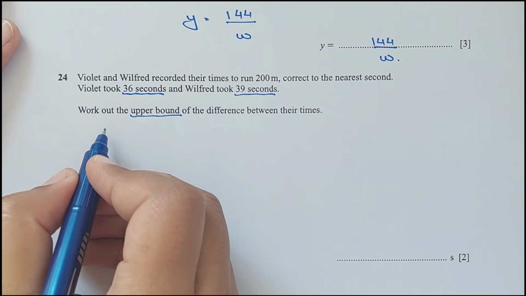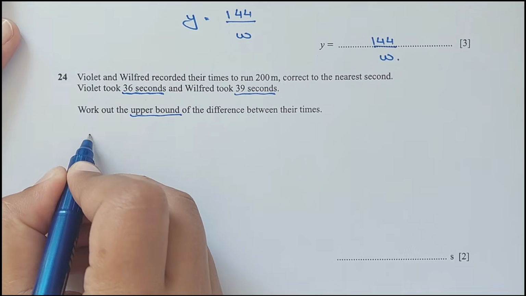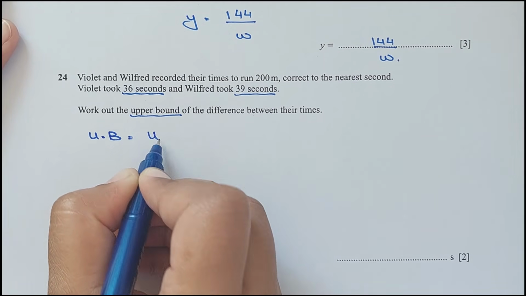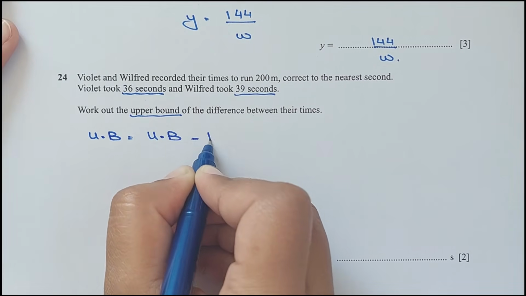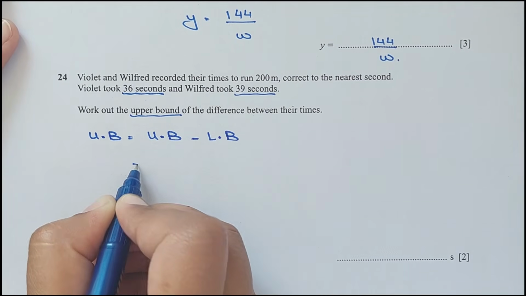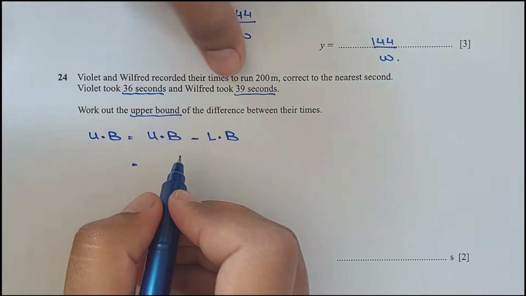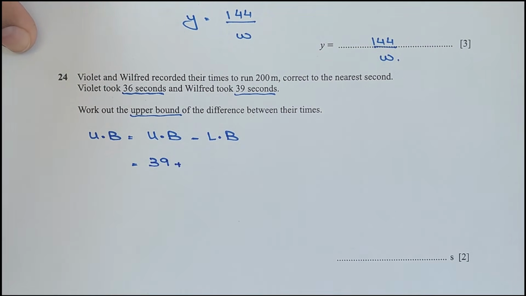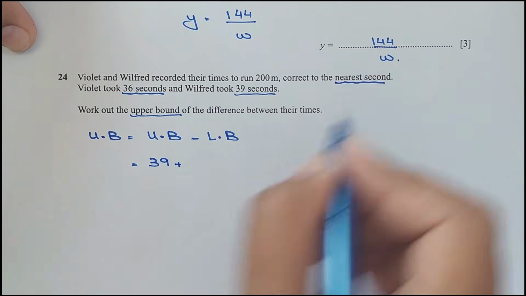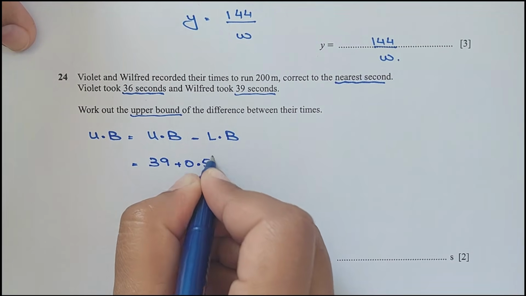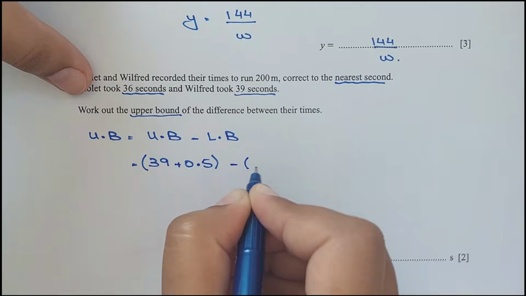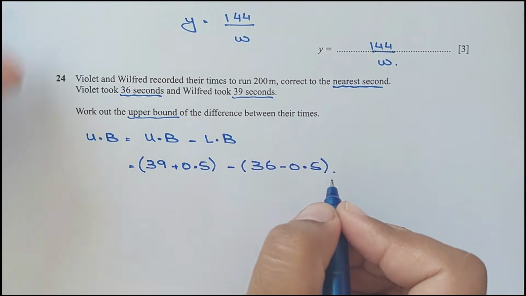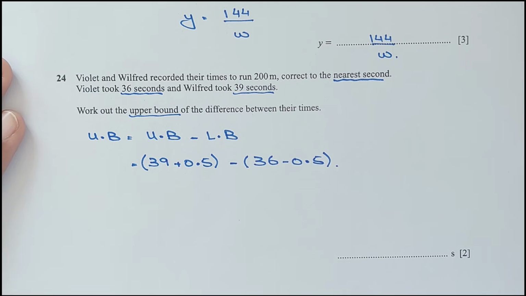Okay, so for the upper bound of the difference between the times, if we are dealing with the upper bound in a difference, the first thing is we take the upper bound and subtract the lower bound. So the difference of 36 and 39. The upper bound of 39, correct to the nearest second, right? 39 plus 1/2. This is the upper bound, minus the lower bound of 36, which is 36 minus 0.5. For the lower bound, we subtract half, and for the upper bound, we add half.